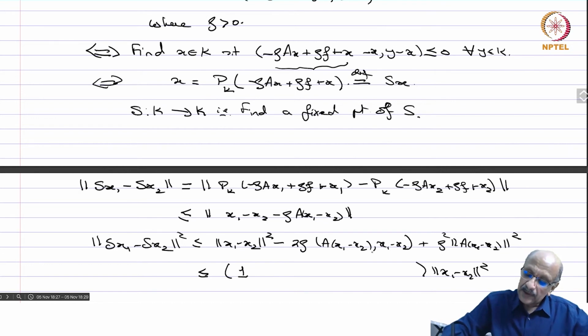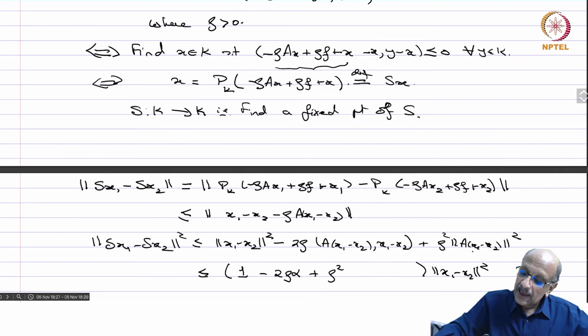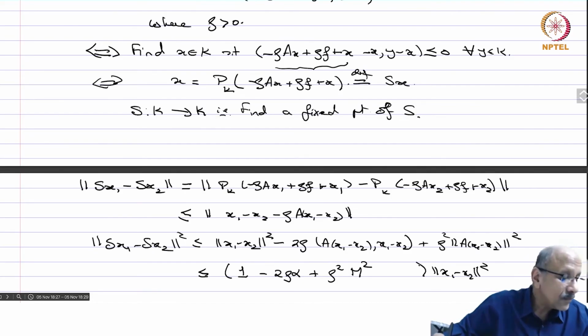Now a(x1 − x2, x1 − x2) is greater than α‖z‖². There is a minus sign here. So minus 2ρα times ‖x1 − x2‖² plus ρ², and then the norm of Ax is less than m times the norm of x. So this is again m². Okay. So this is less than this.